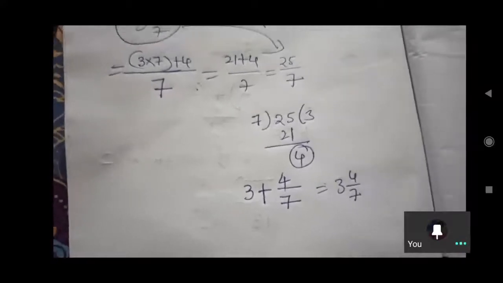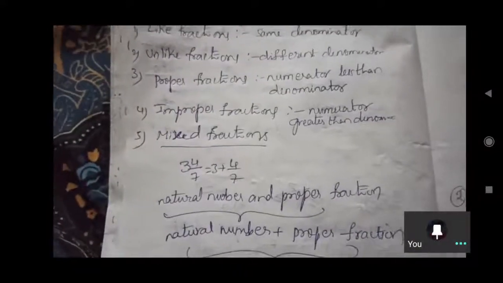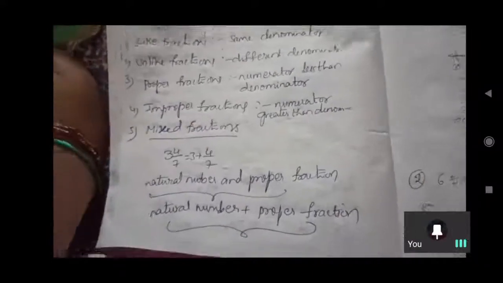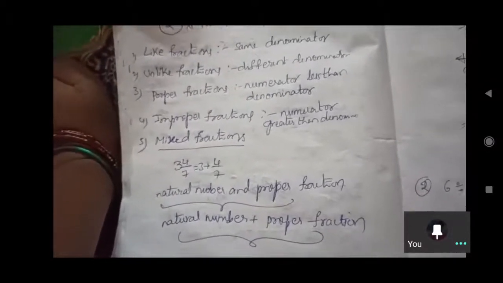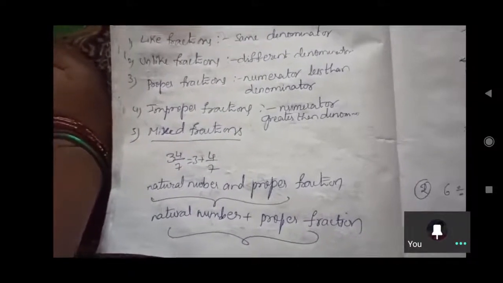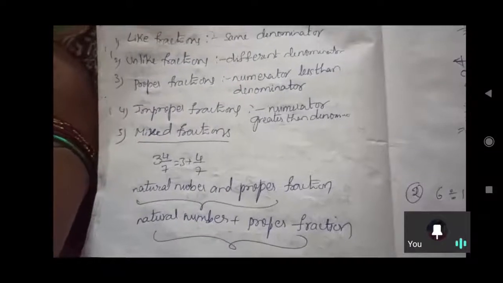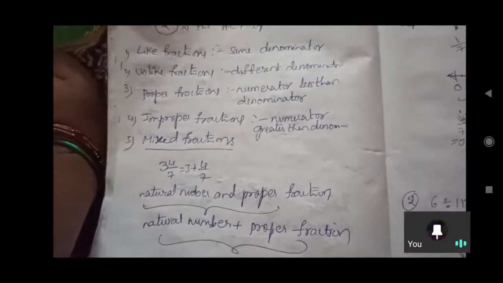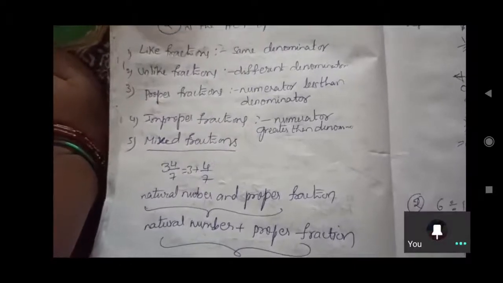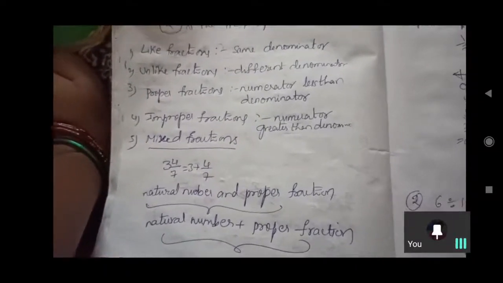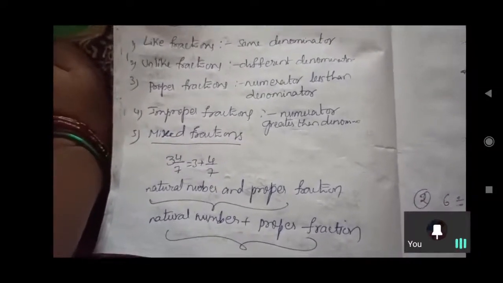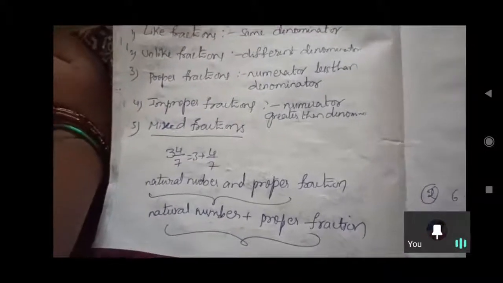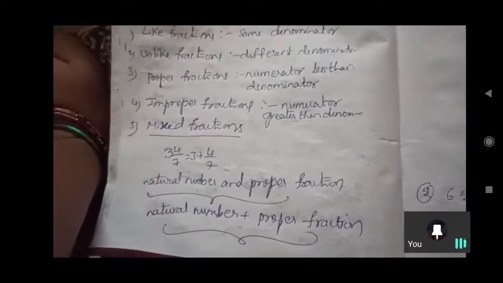Now you are getting a clear idea. You have already done some problems on this basis. You wrote this classwork yesterday, and now you are getting clear on all: like fractions, unlike fractions, proper, improper. Like means same denominator. Unlike means different denominators. Proper means numerator less than denominator. Improper means numerator is greater than denominator. Those are called improper fractions. Mixed means natural number plus proper fraction.